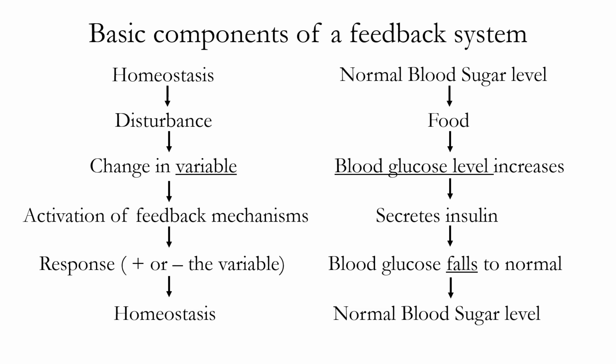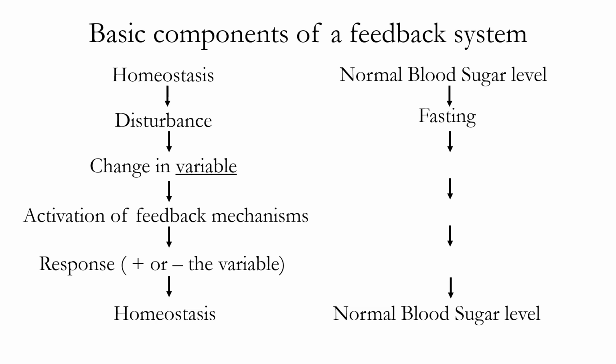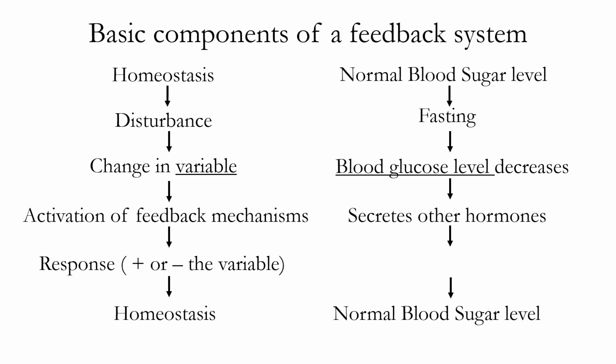Let's look at it from a different perspective. Suppose the disturbance this time is fasting. So what happens now? The blood glucose level decreases. Again, feedback is activated. Other hormones are secreted like glucagon, which increases the blood sugar level to normal. Again, homeostasis is achieved. So either there is an increase or decrease in the variable to achieve homeostasis. This is the basic framework of any feedback system.